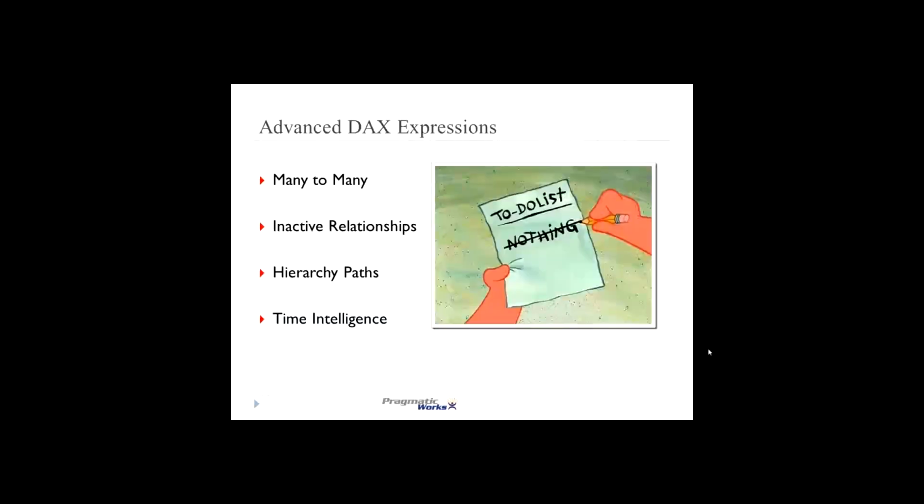So, with that, let's talk about our agenda. We're going to cover how to do many-to-many inside of Power Pivot, how to use inactive relationships, and we're going to talk about hierarchy paths and how to traverse those, and we're going to go through some time intelligence, and then again, there's a little freebie at the end I'm going to give you.